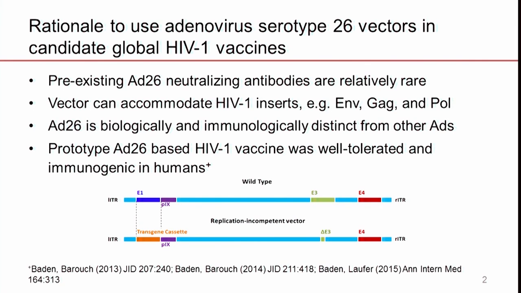Ad26 is also biologically and immunologically distinct from other classically described adenoviruses like Ad5. This makes it hopeful that perhaps this unique immune profile will lead to better results in regard to HIV protection. And finally, prototype Ad26-based HIV vaccines have already been shown to be well-tolerated and immunogenic in humans, and this is work done by our colleagues at Brigham and Women's Hospital.